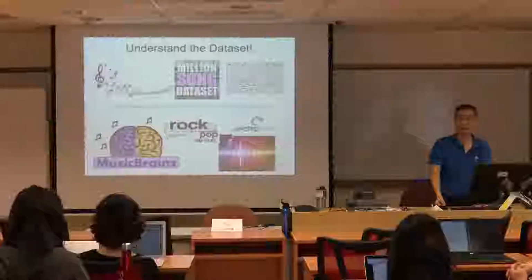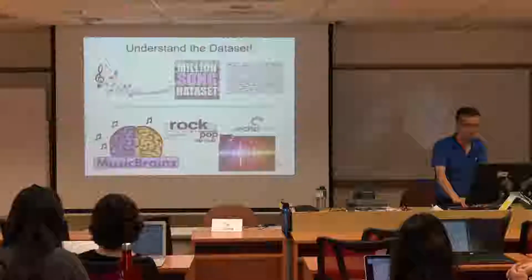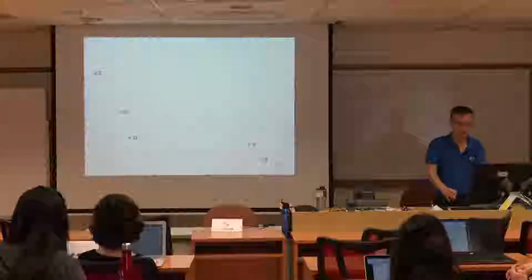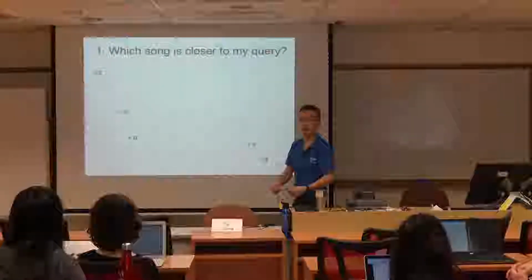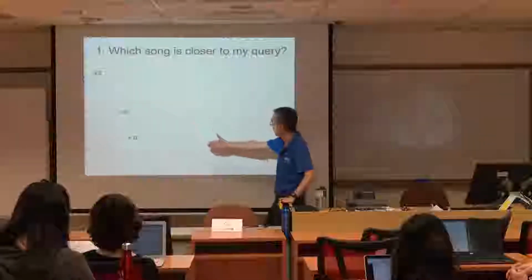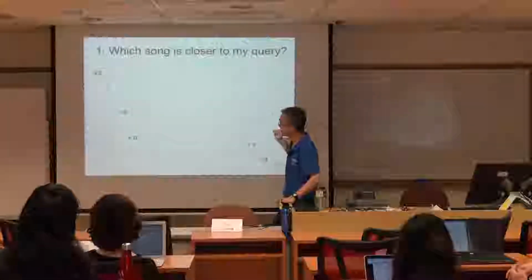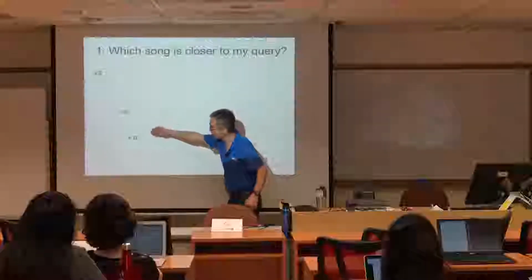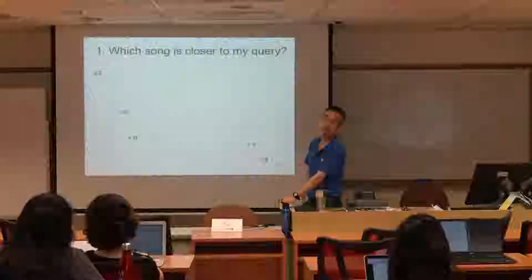Then understand the data set, of course, and there are a lot of data sets available for music information retrieval tasks. And now, I have a question for you. Assuming that we do a music retrieval task, searching for a piece of music, and assuming that we have a two-dimensional feature, this is my feature space here. Here we have song A and song B. That is my query. I want to ask you, which one is closer to my query?